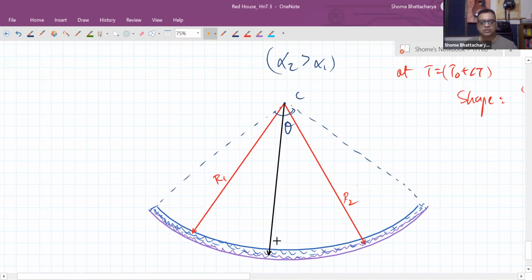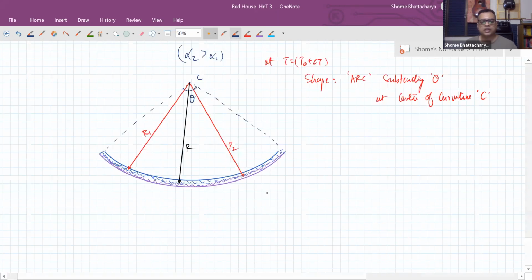So that is where the junction of the two rods is. If you take that to be R, then we can say that R1 is R minus d by 2 and R2 is R plus d by 2. Okay, so the length of the inner rod and the length of the outer rod will become like this.